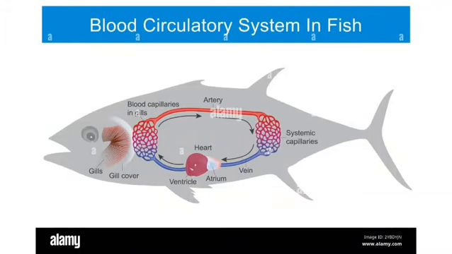Good morning, students. Today we are going to discuss the major blood vessels in fishes to mammals. First, we discuss the arterial system.